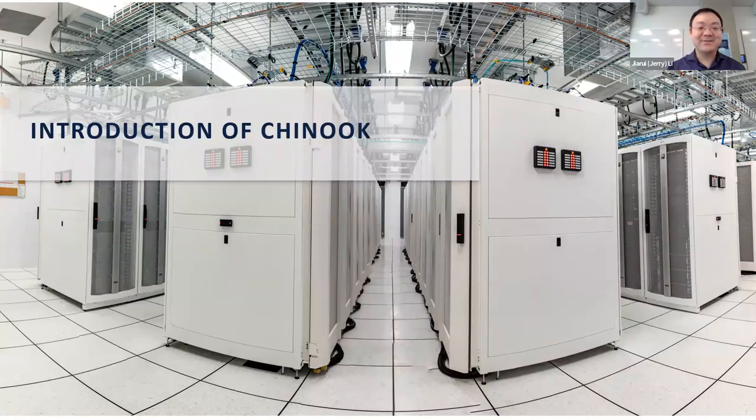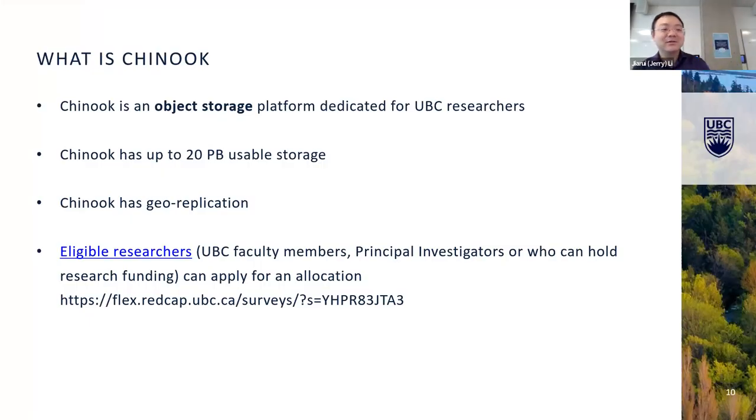Okay, so first, introduction to Chinook. Chinook is an object storage platform dedicated to UBC researchers. We have up to 20 petabytes of usable storage, and it has geo-replication, so 10 petabytes in UBC Okanagan and 10 petabytes in UBC Vancouver. It means if you transfer the data to Chinook, it will be automatically replicated to the other campus. So if there's any disaster or some bad thing happens, you have another copy on the other campus.